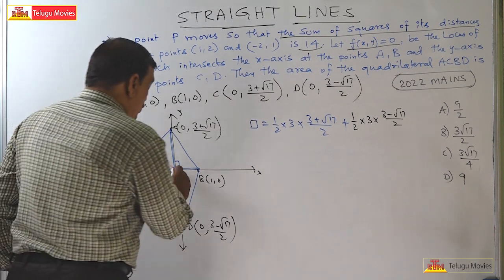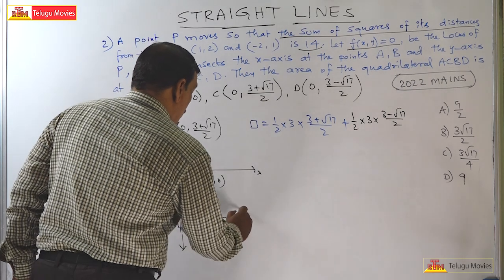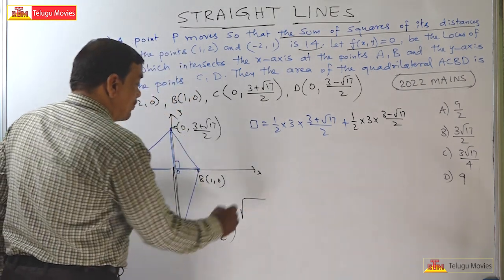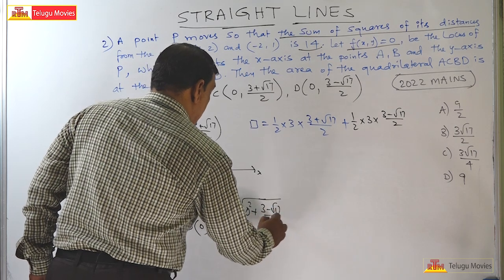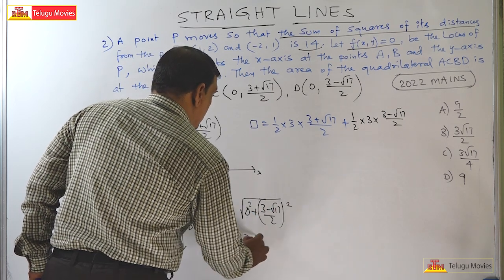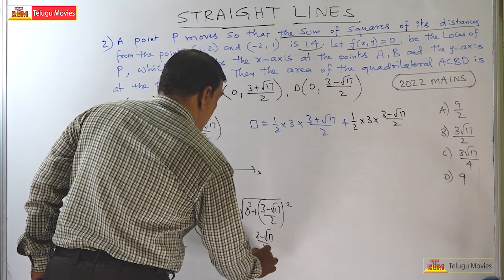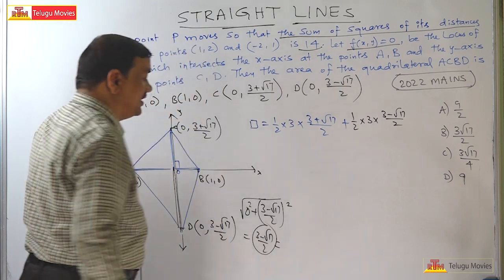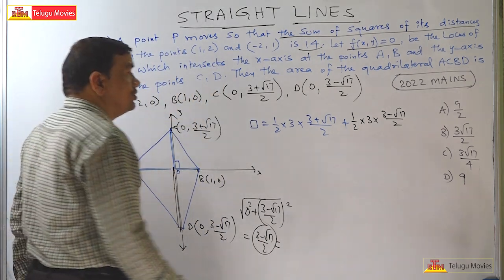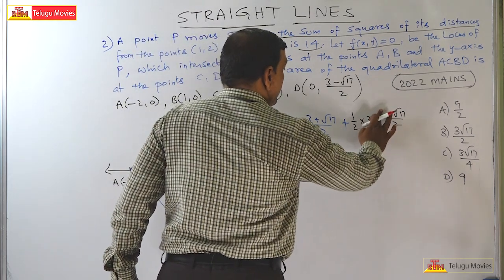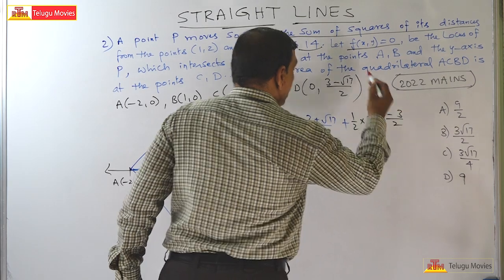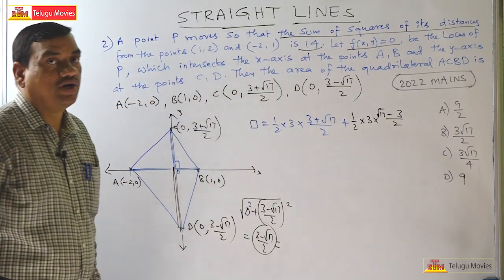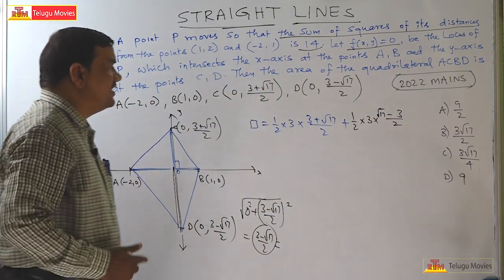From this distance, what is the distance between these 2 points? So OD length is equal to root of a square, that is 0 square, plus 3 minus root 17 by 2 whole square. But this is 3 minus root 17 by 2, a negative quantity, but you have to write it as a positive quantity. That's why you write it as root 17 minus 3. Root 17 minus 3 you have to write down. Be careful of that.